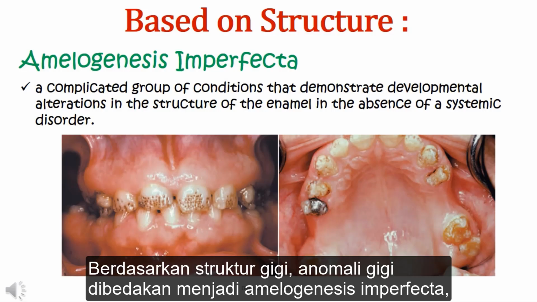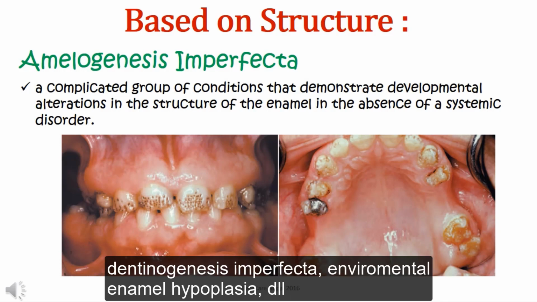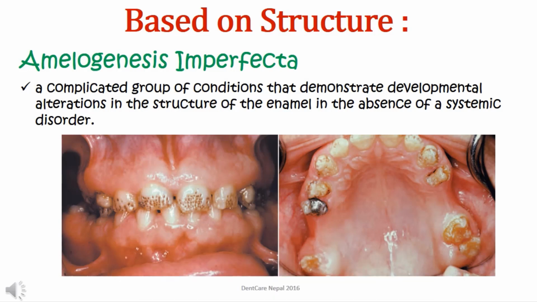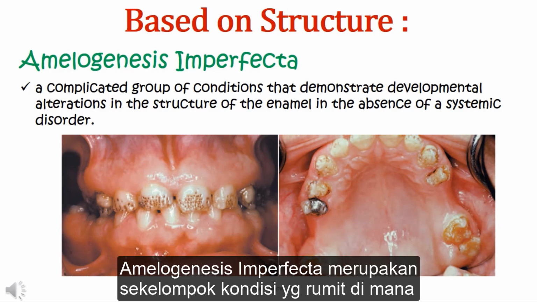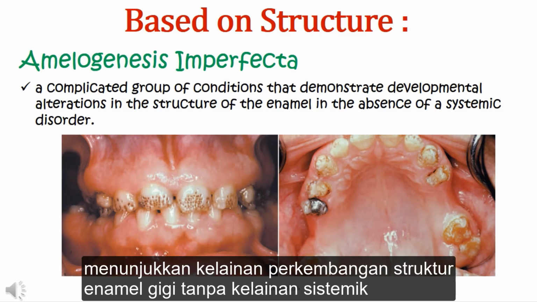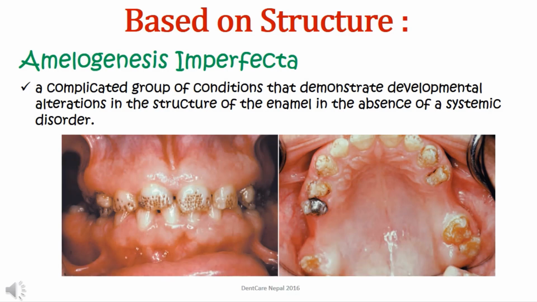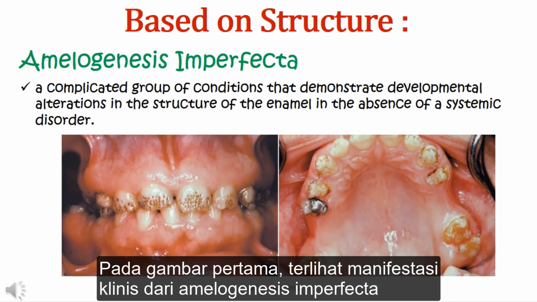Now, based on the structure of the tooth, we have amelogenesis imperfecta, dentinogenesis imperfecta, and environmental enamel hypoplasia, etc. Amelogenesis imperfecta is the imperfect development of enamel, a complicated group of conditions that demonstrate developmental alterations in the structure of enamel in the absence of a systemic disorder. Pinpoint depressions, as we can see in the first figure, are clinical manifestations of amelogenesis imperfecta.